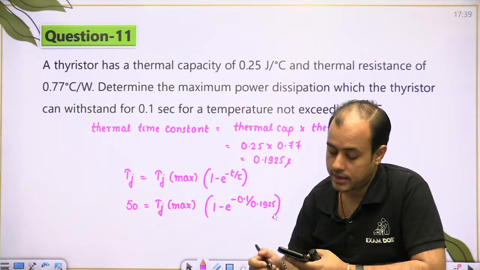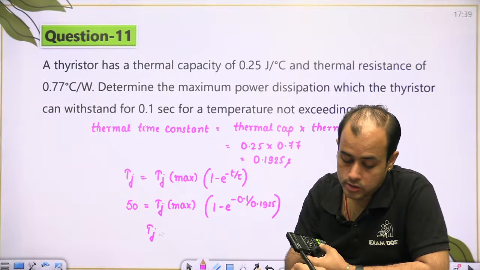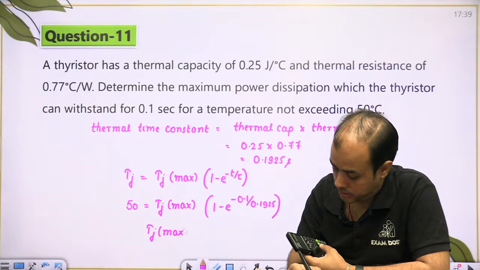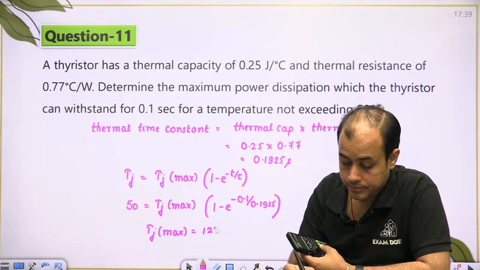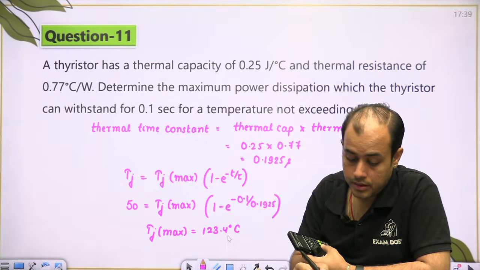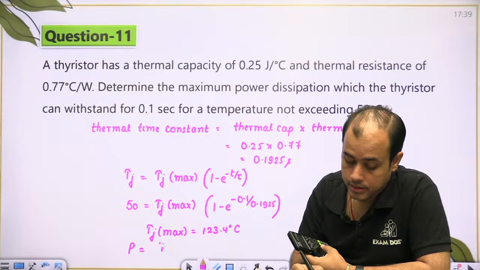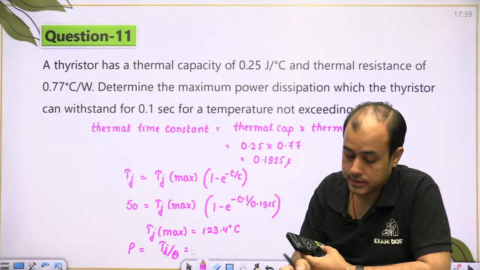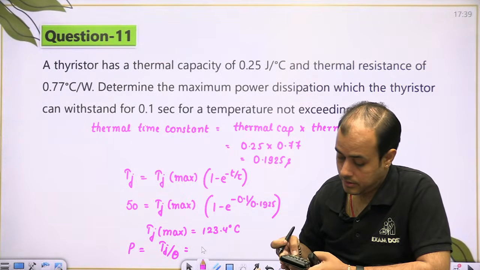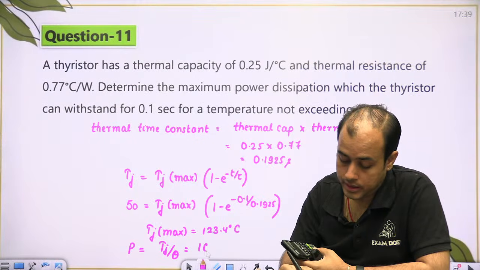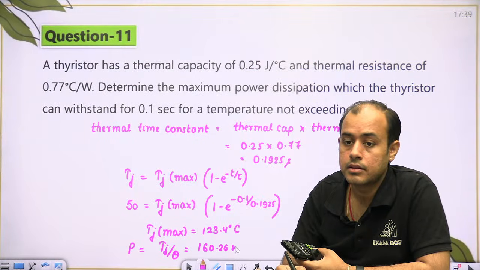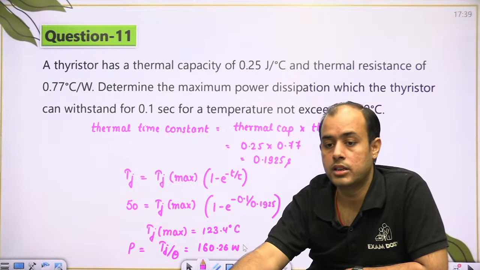बेसिकली ये जो टेम्परेचर राइज होता है ना, दैट ऑल्सो फॉलोज अ फर्स्ट ऑर्डर इक्वेशन. तो पावर विल बी टेम्परेचर अपॉन थर्मल रेजिस्टेंस. 160.2. 160.26.